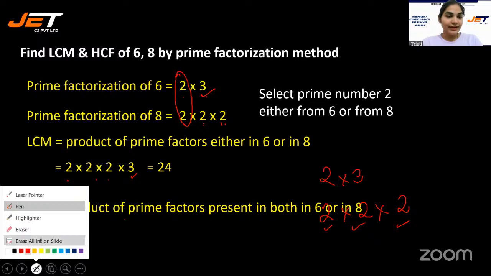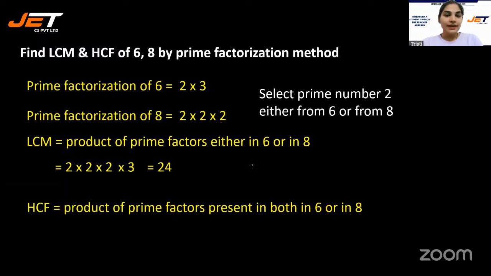So HCF, to find the highest common factor, you just have to make a pair. I can just make a pair of 2. So the HCF is 2. So in LCM, you have to take the maximum occurrence, right? And in HCF, you just have to make a pair. This is the difference between LCM and HCF. Least common multiple is by taking the maximum occurrences, and highest common factor is like you have to make a pair of the prime factor which is present in both. And in LCM, it is the product of prime factors either in 6 or 8.